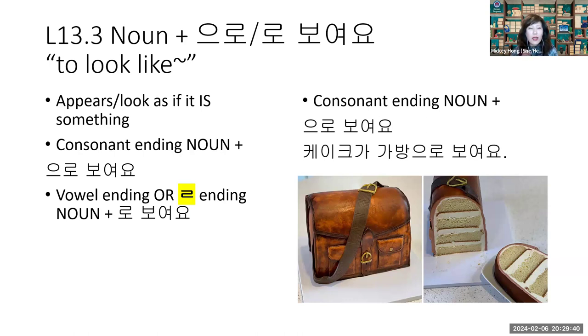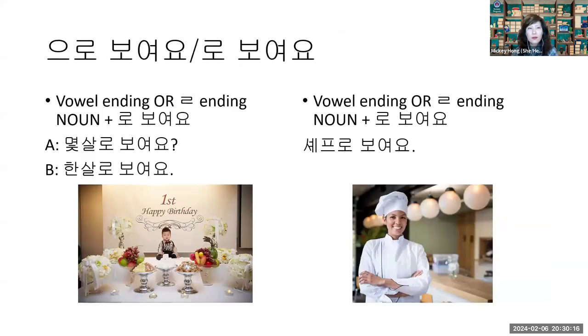I just said whatever ends in a consonant, you put 으로, otherwise 로. But with a vowel ending or ㄹ, you just put 로 보여요. See? ㄹ is given that exception, it's now in the vowel club. So it looks like a bag, but it's a cake, you guys. 케이크가 가방으로 보여요. The cake looks like a bag, as if it's a bag.